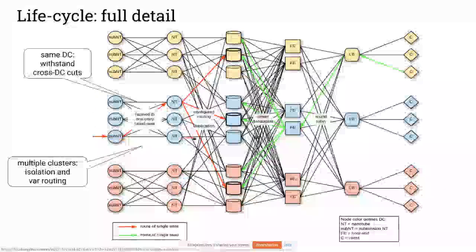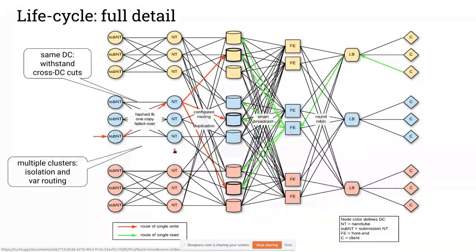We also submit data locally inside one data center. And this ensures resiliency in case there are network cuts across data centers. Then Nanotube writes 3 copies of the data, and that is the duplication part. And also it makes sure that the data is stored where it's supposed to be stored. So in case we have a complex topology of storage clusters, one data gets to one cluster, other data gets to other clusters.